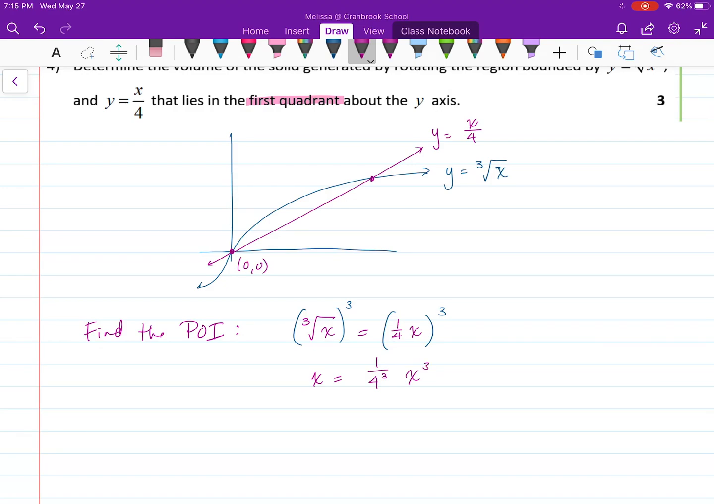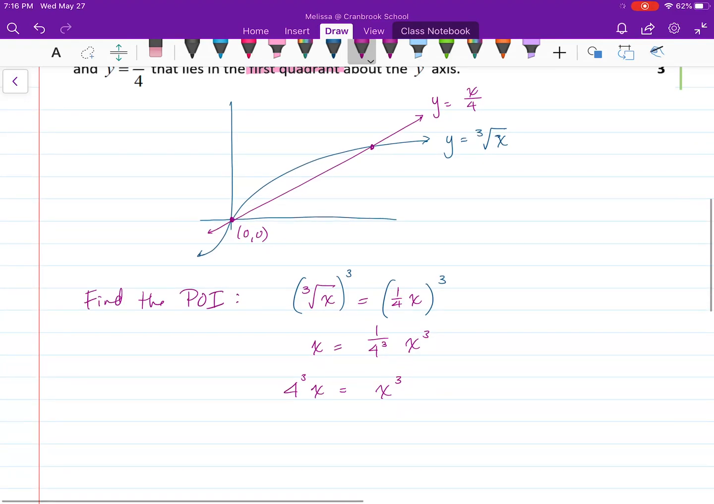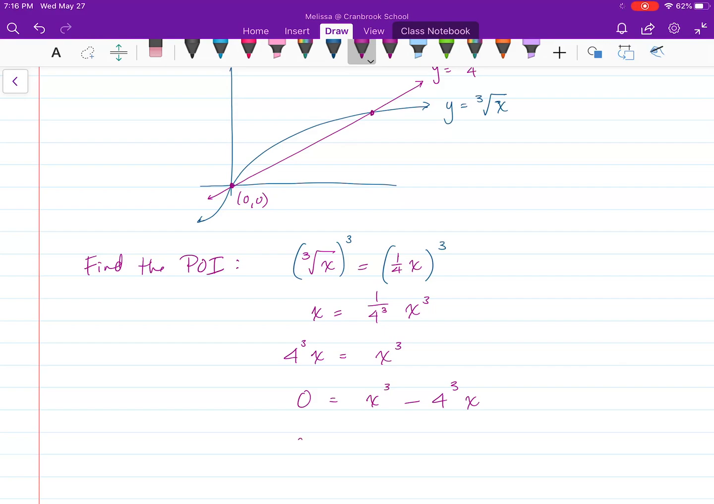x cubed. Just going to make it simple because I know what I'm going to do in the end when I go to factor this. I don't want to calculate 1/4 to the third. So I don't particularly want to be working with a fraction either. So I'm going to multiply both sides by 4 to the third, so that I get something a bit easy to work with. In this case, I'm going to move everything to the left-hand side. And factor out an x on the left-hand side. Sorry, right-hand side. Directionally dyslexic.